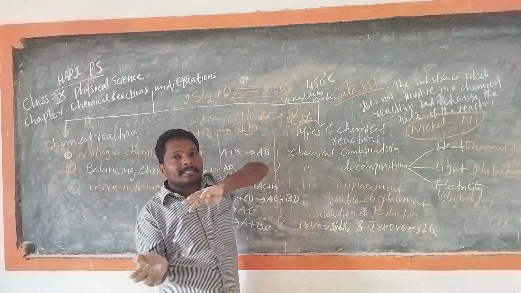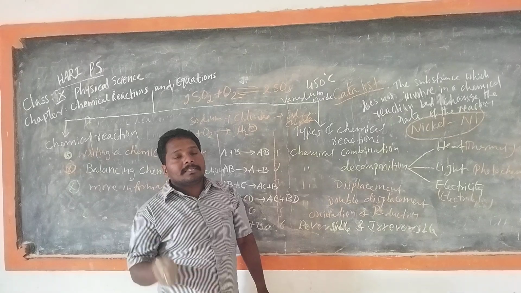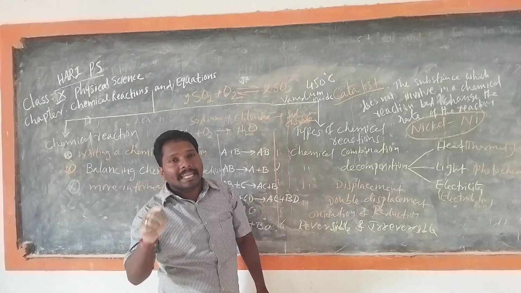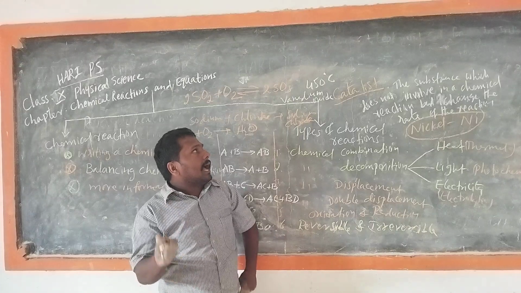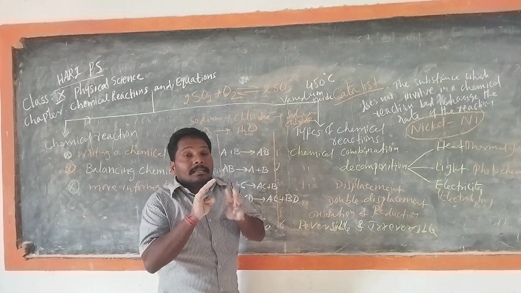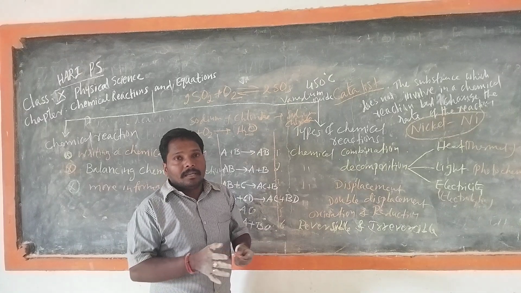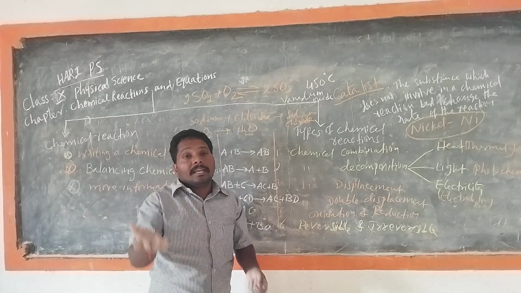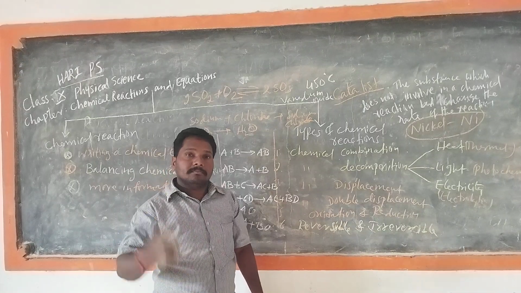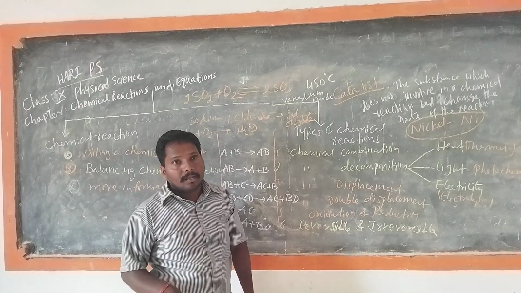So converting vegetable oil into vanaspati takes place in the presence of nickel. Here nickel and vanadium are not involved in the chemical reaction, but they change the rate, the speed, of the reaction.